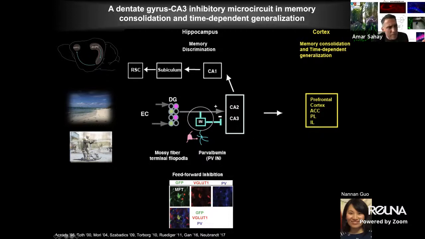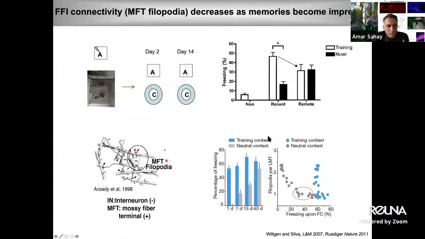When I started my lab in September 2011, we were inspired by a study that came out from Pico Caroni's lab, I think several months prior, that had made a link between this granule cell parvalbumin inhibitory neuron connectivity, the substrate for feed-forward inhibition, and the generalization of memories. And this is work by Sarah Rudiger when she was a graduate student in Pico Caroni's lab.